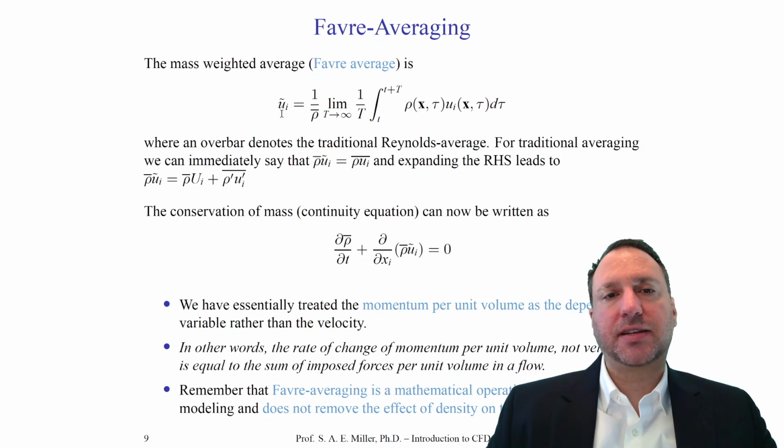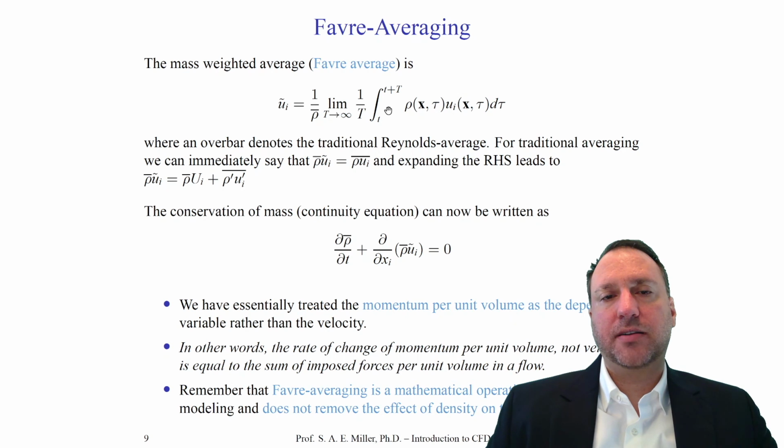A tilde represents the Favre-Averaged operation on the particular variable. In this case, if we just want to Favre-Average u, we'll take 1 over rho bar, which is, of course, the Reynolds average of density at that particular point in space and time, and let the limit of time go to infinity of 1 over time, and here we have the traditional averaging.